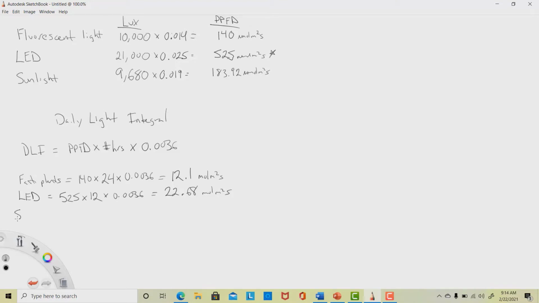And then we can compare that to what it would be outside. We'll say February, cloudy. So what you're getting on a cloudy day in mid February, we have 183.92 times, and I looked it up, we have about 11 hours of day length today. And times 0.0036. So we have 183.92 times 11 times 0.0036. And that only gives us about 7.28 moles per meter squared per day.